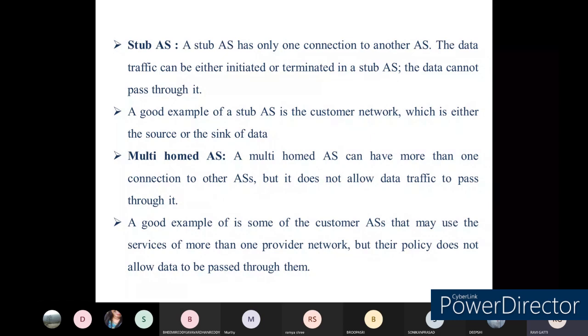Therefore we are going to use this stub AES and the multi-homed network. One simple example for the multi-homed network is that some customers may use services from more than one network provider, but their policy does not allow data to be passed through them. If each customer is using two or more different network service providers, we need to see what policies govern the network service provider and the customer. Based on that, we can allow data transmission from one network service system to another, and there we can make use of this multi-homed AES system.